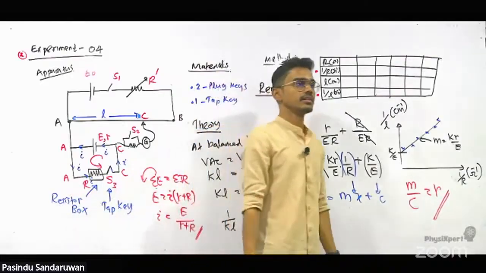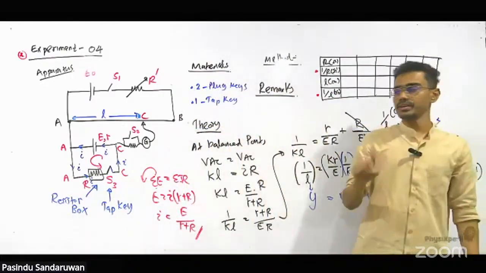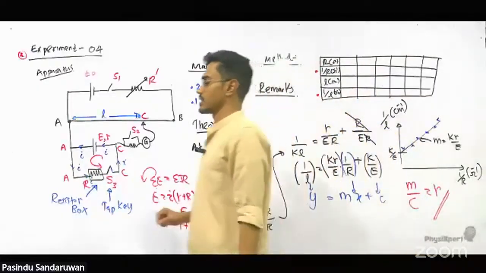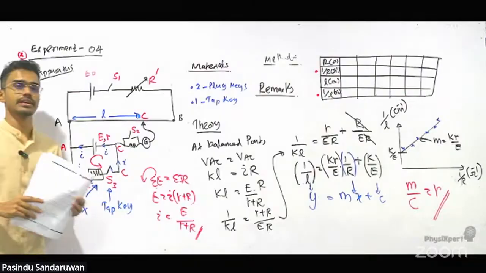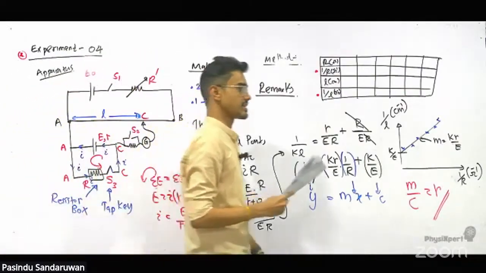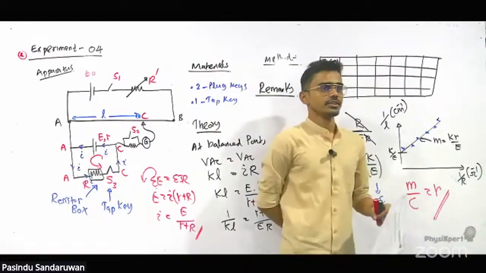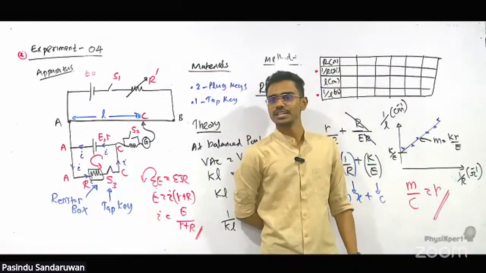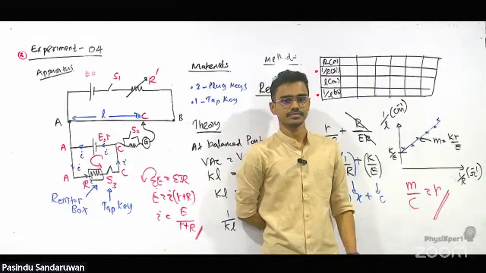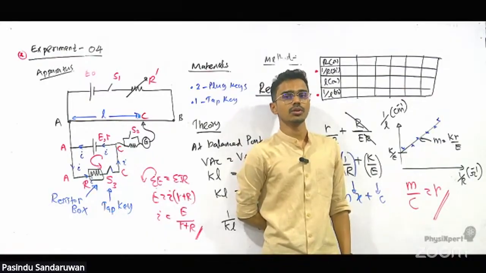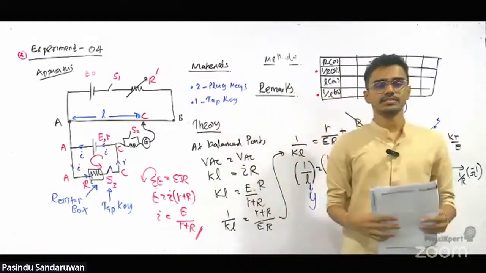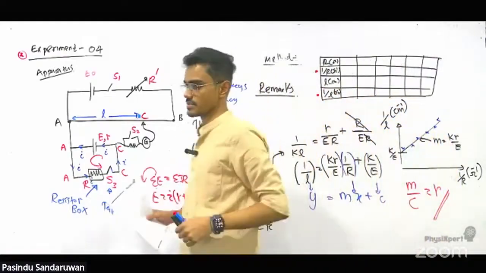Right. Next point. A rheostat cannot be used for the secondary circuit, since it does not give a known resistance.